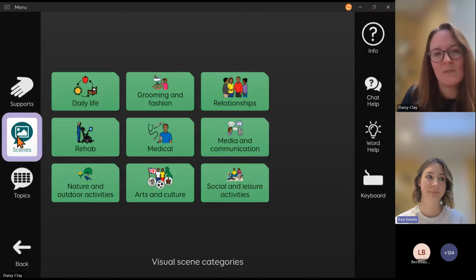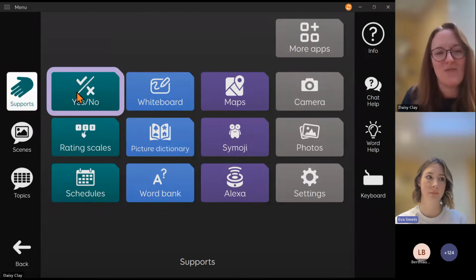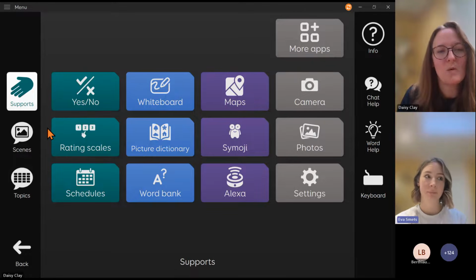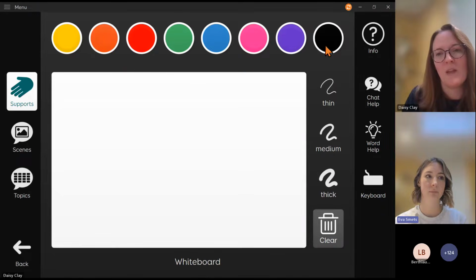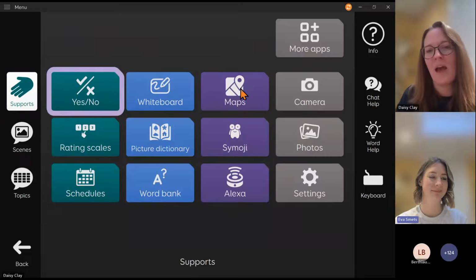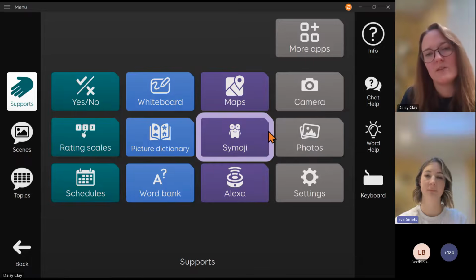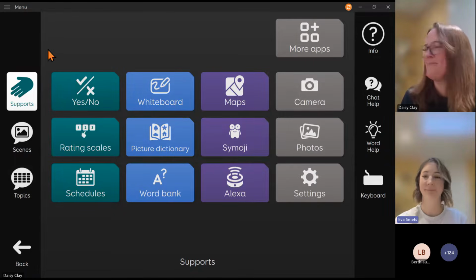So that's visual scenes. And then if I go to supports, you should see lots and lots of familiarity. So we've got those paper-based supports that we know people are already using. We've got the whiteboard, which I'm just going to jump into to show you how we've got some additional functionality in whiteboard. But I think we're going to have a proper example of that in a minute in action. But you can see lots of the things that we saw before available through supports, and some more.